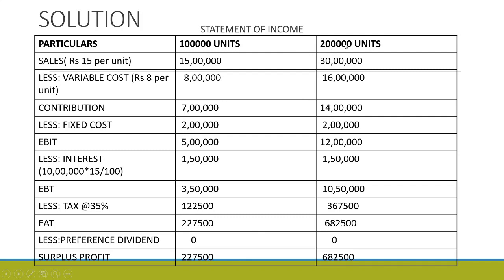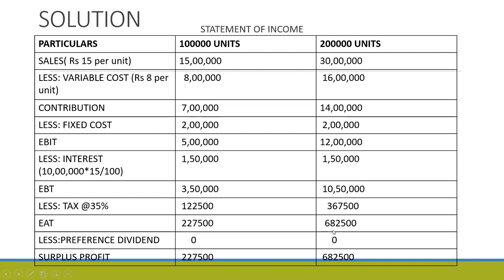Next we'll go to the next level of units, that is 2 lakh units. Sales is equal to 2 lakh units multiplied with rupees 15 per unit, that is 30 lakhs. Less variable cost, 2 lakh units multiplied with rupees 8 per unit, that is 16 lakh. So contribution is equal to 30 lakhs minus 16 lakh, it is rupees 14 lakhs. Less fixed cost rupees 2 lakh. So EBIT is equal to 12 lakh. Less interest, it is 10 lakh into 15 by 100, that is 1,50,000. So earnings before tax is equal to 10,50,000. Less tax at 35%. 10,50,000 multiplied with 35 divided by 100, 3,67,500.